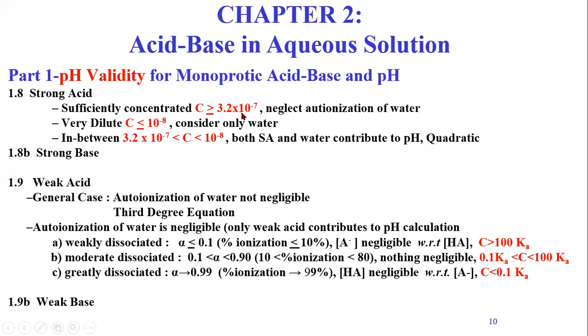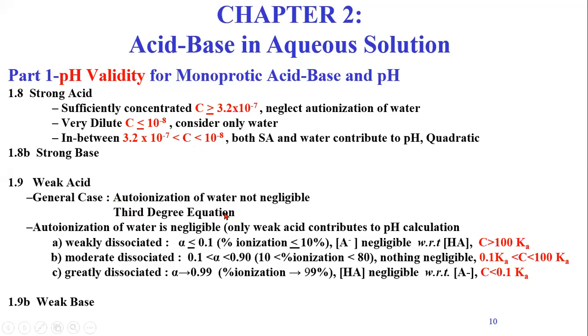In this recording, we're going to look at the validity conditions of the pH use for weak acids. At the beginning, I'm going to look at the general case where we will not neglect the autoionization of water. And I'm going to show you that in that case, we get a third-degree equation.